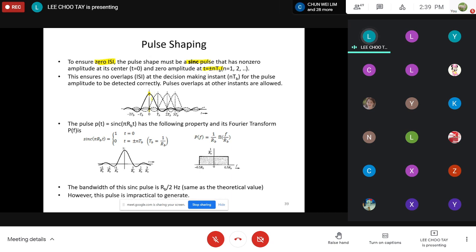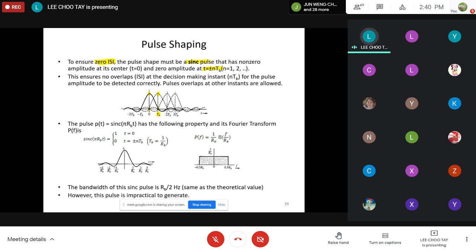So that means when I send the current pulse, and next time I send another pulse for the next bit, which is TB, the amplitude of the previous pulse that I sent must be 0. Therefore, whatever amplitude I send at this time TB is the amplitude of my current pulse. And the sync pulse has this property.